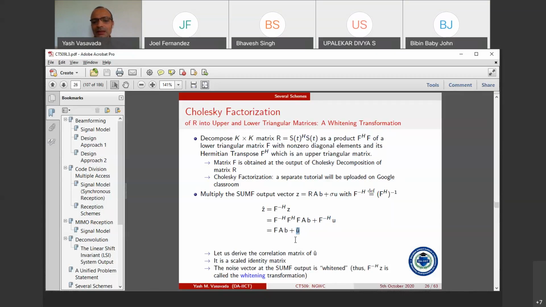And so effectively, U hat is now back to this uncorrelated noise vector. And therefore, this F Hermitian inverse times Z is called the whitening transformation. And this decision feedback is sometimes done on the whitened Z cap instead of the colored Z. Okay, so that is something that we should mention here. So something that is one of the central pillars of linear algebra, we are able to leverage that here.